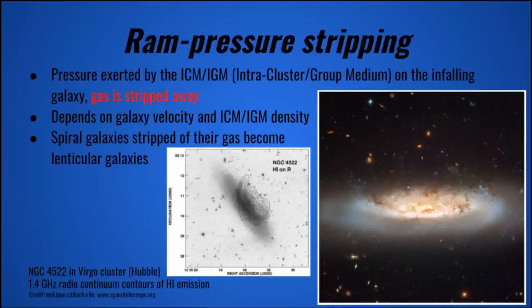Once the gas has been stripped off, there is no more gas for star formation, and this also disrupts the spiral arms. So the galaxy becomes just a lenticular galaxy. So no spiral arms anymore, not much going on within. It stays flat though.